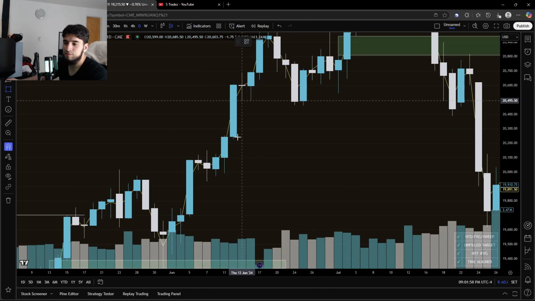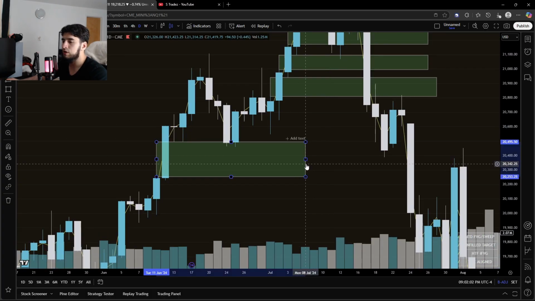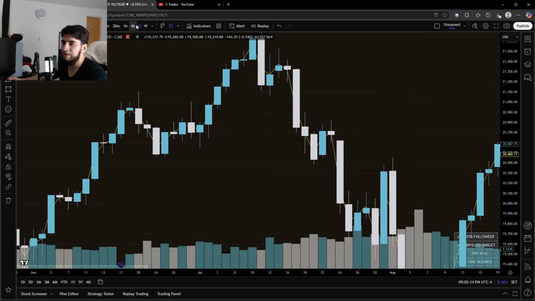Price ended up respecting it, right? Price ends up respecting the fair value gap and is going higher. So a lot of times these fair value gaps show you where price is most likely heading. Now, I've been showing you fair value gaps on a daily time frame, right? And as you guys know, time is fractal, right?